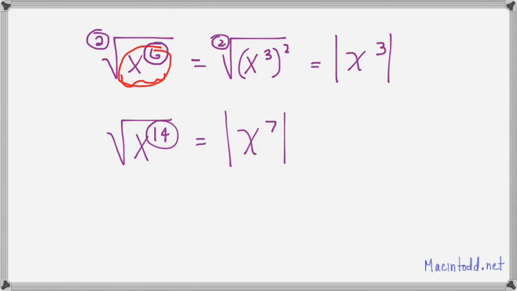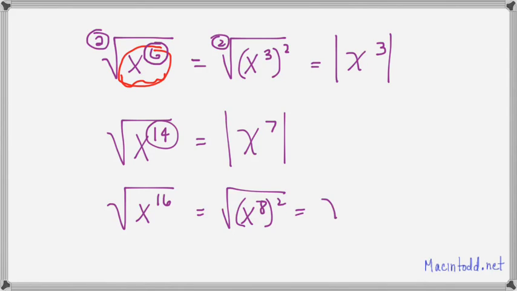X to the 7th could be either one, and I need to force it to be positive. This doesn't always occur. For example, square root of x to the 16th is, think of x to the 16th as an x to the 8th squared. So the answer is x to the 8th. I'm guaranteed x to the 16th is positive. I'm also guaranteed x to the 8th is positive because of that even exponent. Even if x was a negative number, I have an even number of them, which will make it positive. So I don't need to put the absolute values around x to the 8th. It's already going to be positive.